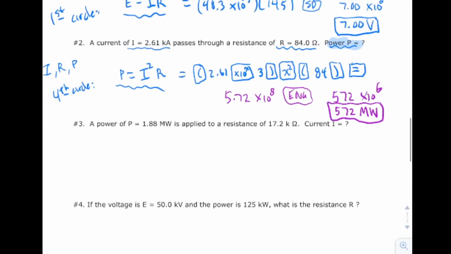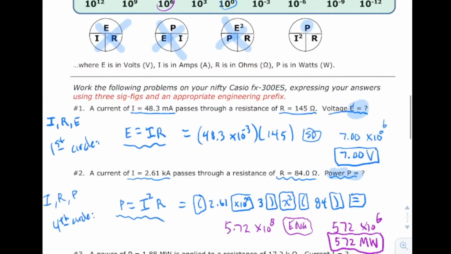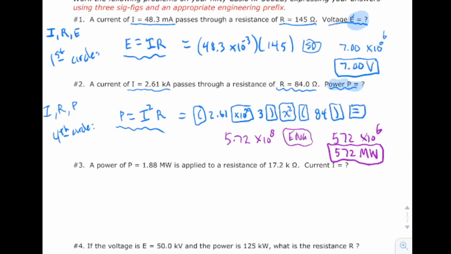This one says, first of all, let me erase all this stuff, because we got a new problem here. We have power, we have resistance, we want current. So we need a circle that has a P, an R, and an I in it. And hey, weren't we just doing that one? That's the same circle. That's the 4th circle. The formula is going to be different though, because this time we're solving for the current I. So let's go look at that circle again.